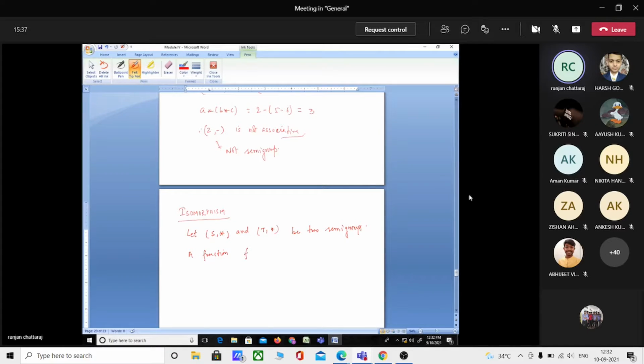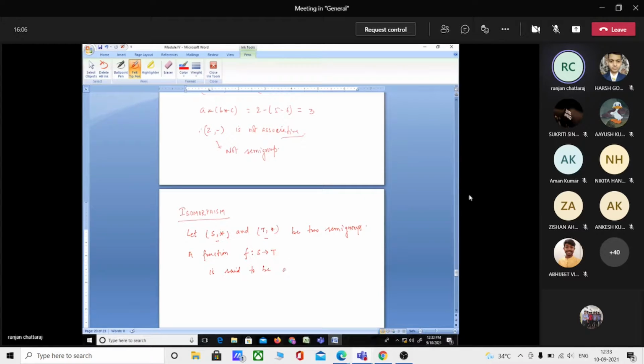Which law are we going to apply? Sir, the left cancellation law. S and T are non-empty sets with the same binary operation; suppose this algebraic structure and this algebraic structure satisfy associativity. That means they are semigroups. Suppose we are considering E and E dash as two distinct identities; later we will show that E is equal to E dash. That means the identity element is unique.